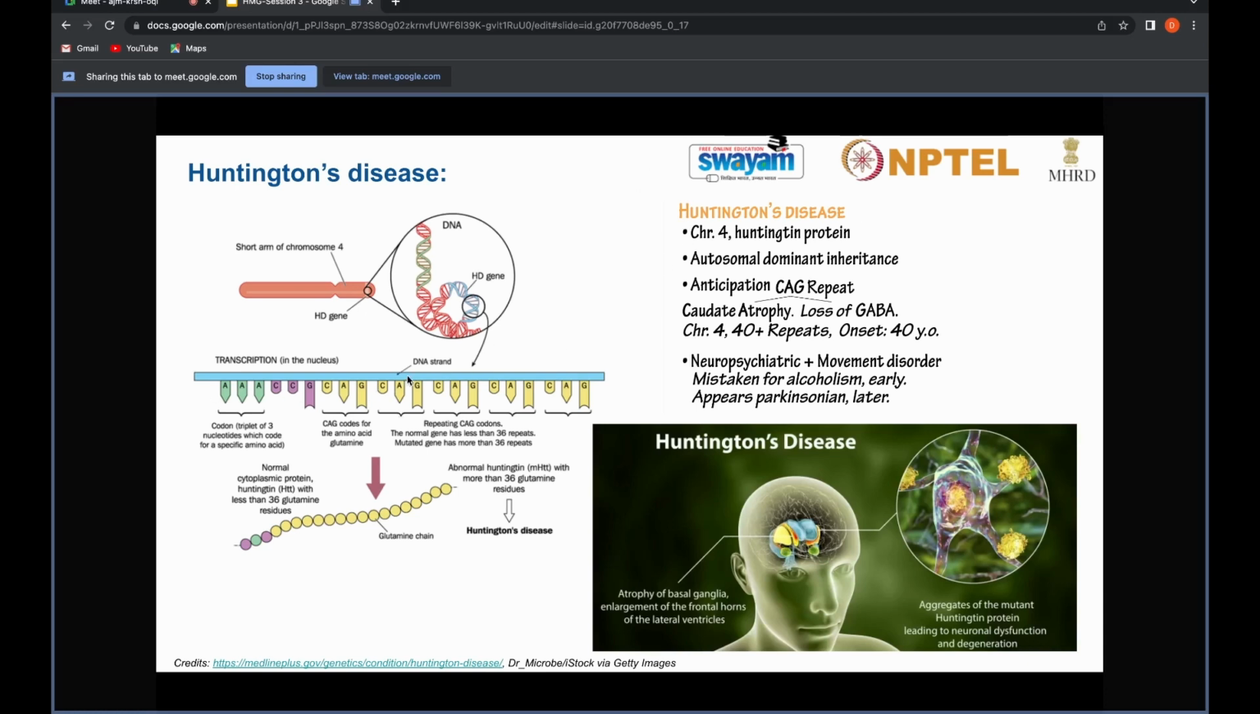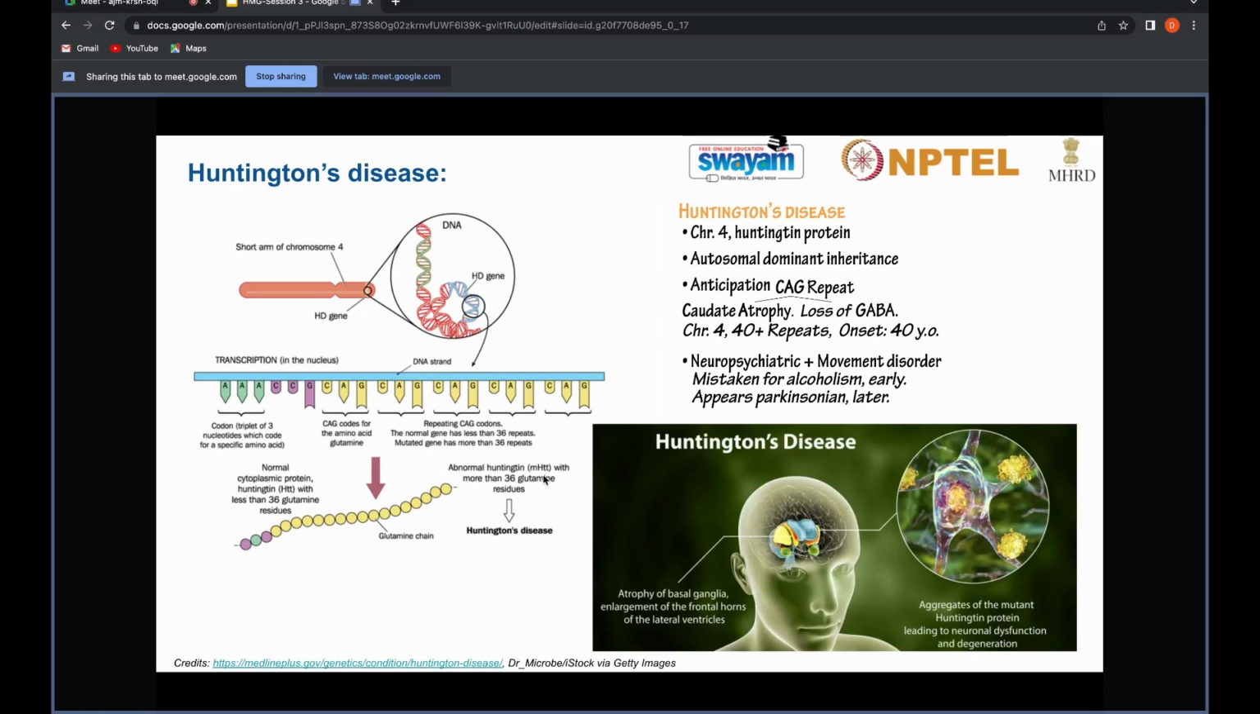And in this, I have shown you that in the short arm of chromosome 4, if you can see, this is the gene which codes for the Huntington's protein. So what happens in this? During the transcription in the nucleus, in this DNA strand there are different CAG repeats, as you can see. And with each round of replication and transcription, due to the backward slippage and different mechanisms involved here, the repeat gets expanded and it leads to Huntington's disease.